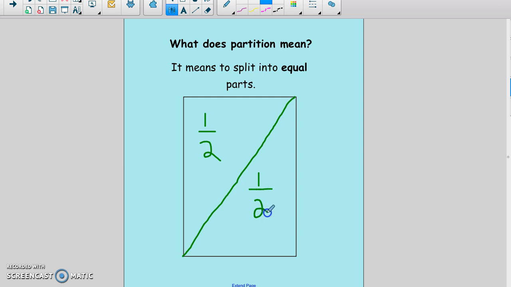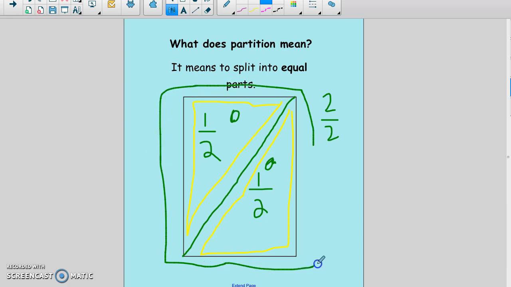And what shape did I create? I created a triangle over here. And I also created a triangle over here. And these triangles are equal. They're the same size. And again, I have 1/2 over here and 1/2 over here, which gives me 2 halves to make a whole. My whole rectangle needs 2 halves to be a whole.